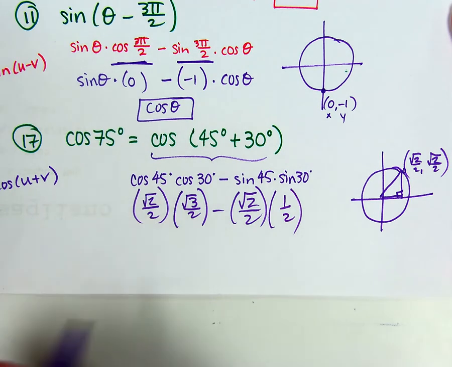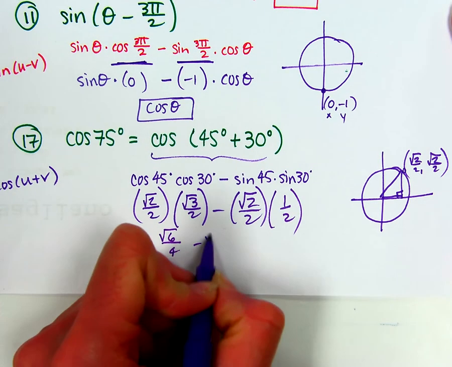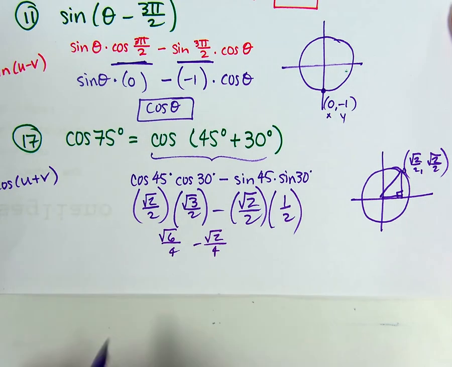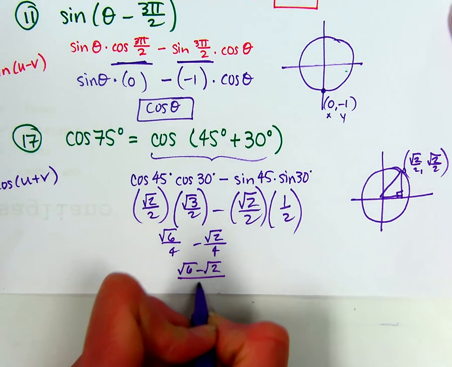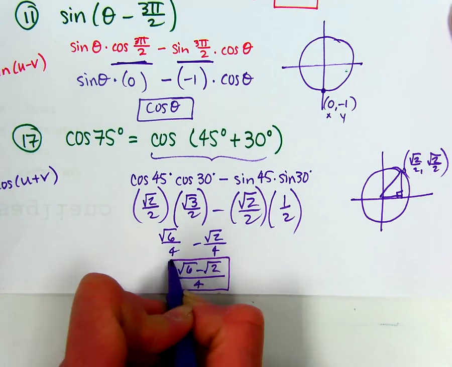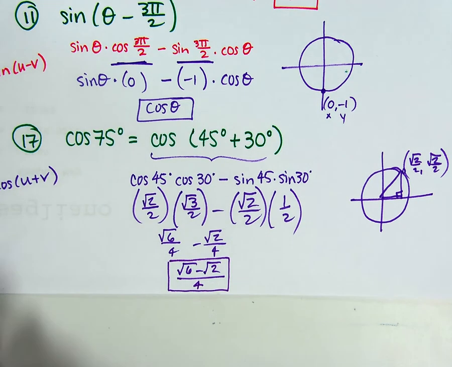Okay, so now you're going to multiply. You get root 6 over 4 minus root 2 over 4. And since they have the same denominator, you can combine them into one fraction, and you get root 6 minus root 2 all over 4. All right, one more example.